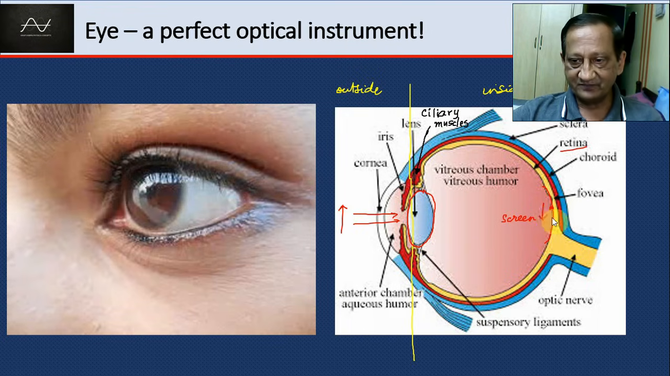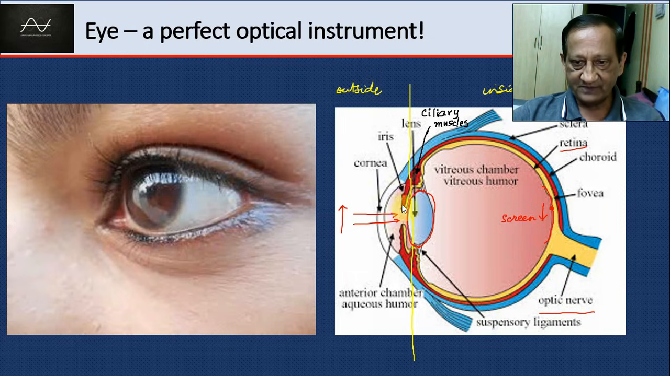But then the retina sends electrical signals via the optic nerve to the brain, and the brain then interprets the information. What is the object? How big is it? How far is it? What is the color? What is the brightness? Is it moving, not moving? All that the brain is able to decipher.